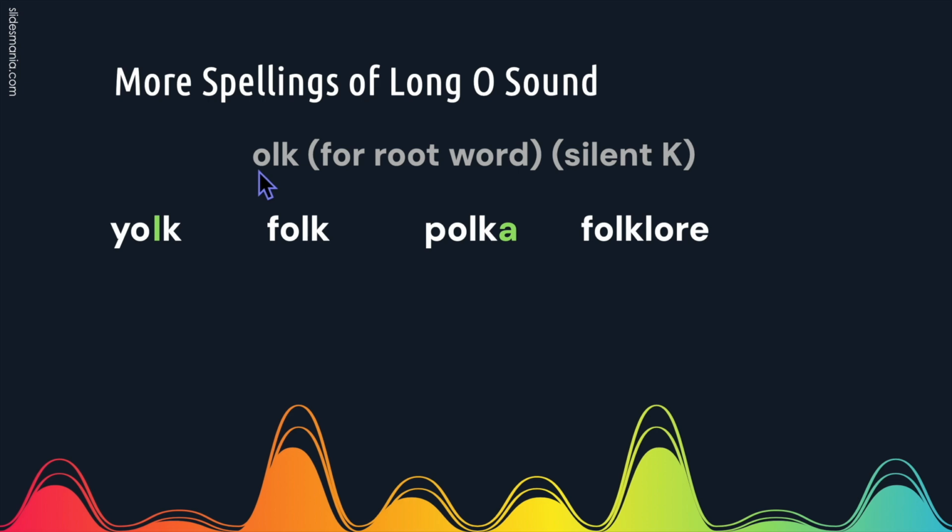If the root word ends in OLK, the O will also be long, but also the L will be silent, like in the word yolk, as in a part of an egg. Folk. Here we have polka. A at the end of a word usually schwas to make a muffled sound that sounds like a short U. Here we have another word that is two words put together. So we have folklore.